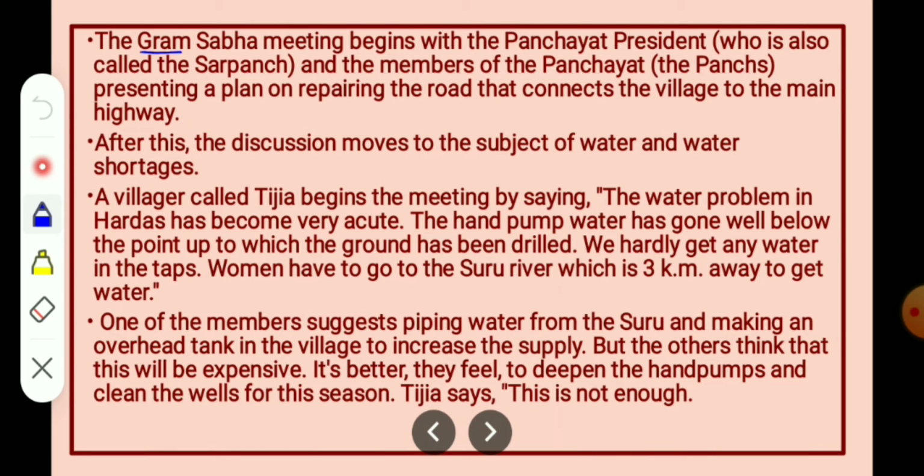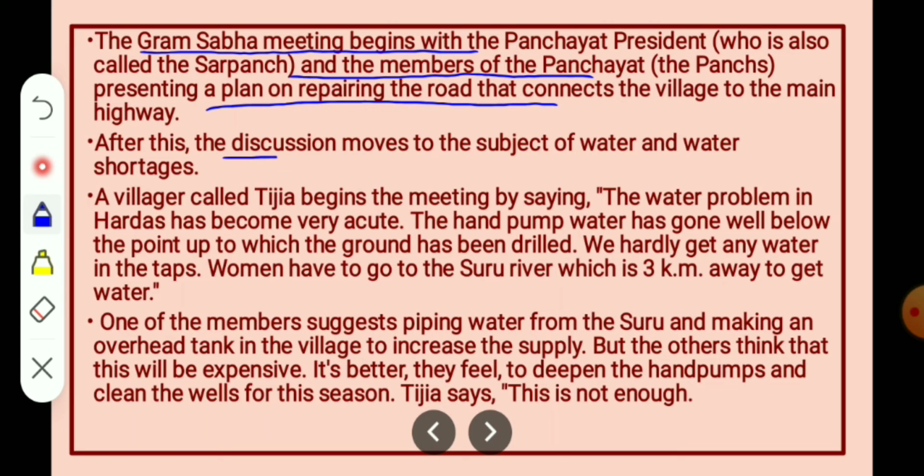The Gram Sabha meeting begins with the Panchayat president, who is also called the Sarpanch, and the members of the Panchayat, the Panchs, presenting a plan on repairing the road that connects the village to the main highway. So the Gram Sabha has been started by the Sarpanch and the members of each ward, that are Panchs. They present a plan on repairing the road that connects the village to the main highway.